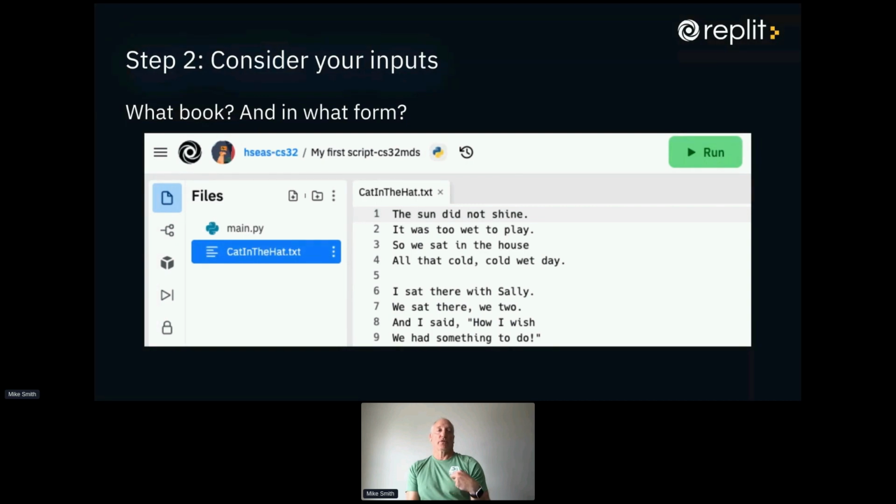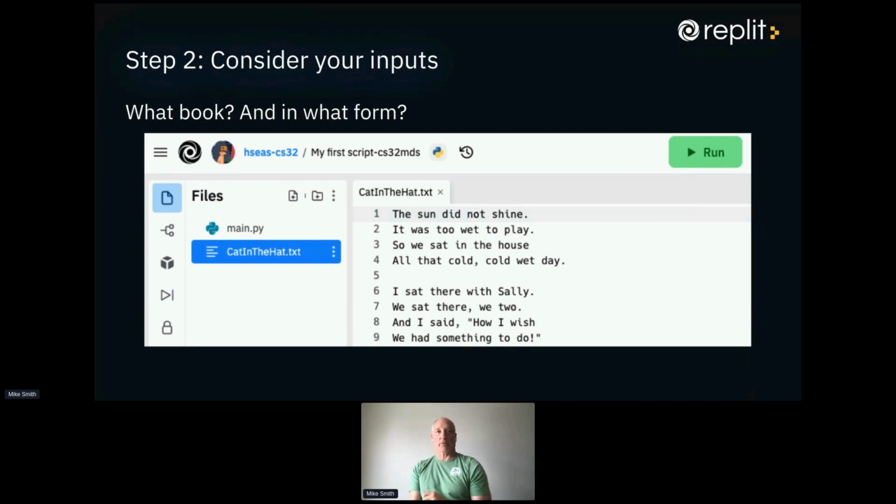This leads us, as we start doing this, to the second problem. Once they realize what we're trying to do and they start writing it out, we realize the second problem in solving any problem is to understand your inputs. For us, if we want to read a book, what book? What form is this book in?